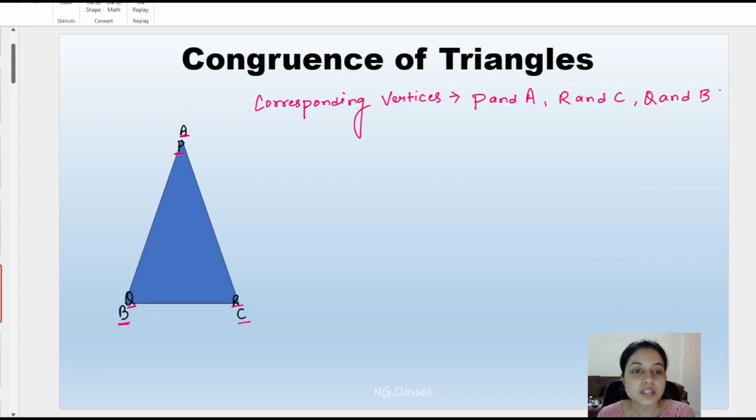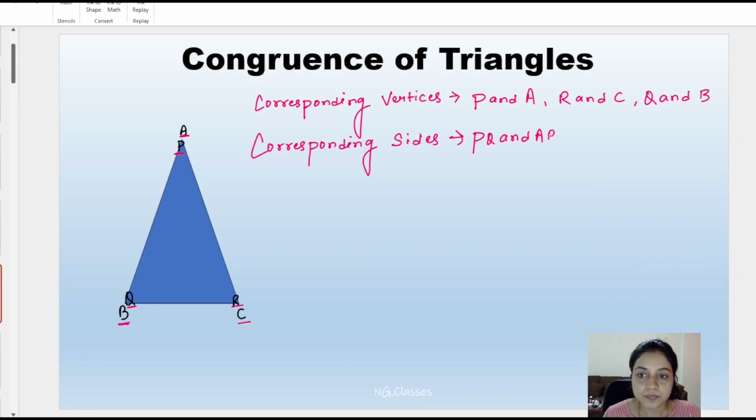Similarly, we can also see that side PQ falls on side AB, side PR falls on side AC, and side QR falls on side BC. These are called corresponding sides. Let's write it. PQ and AB, PR and AC, and also QR and BC.